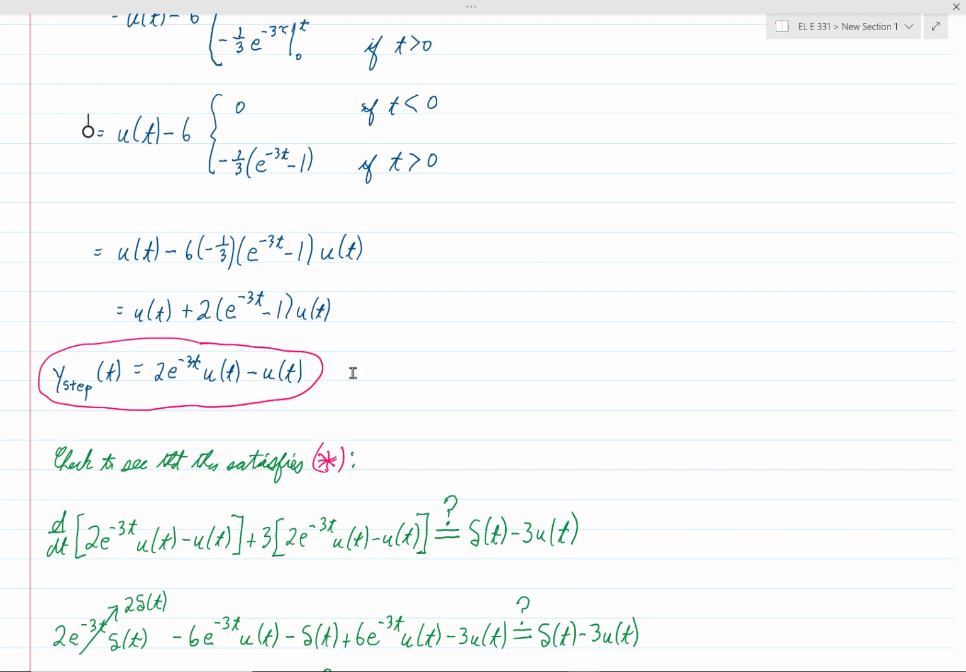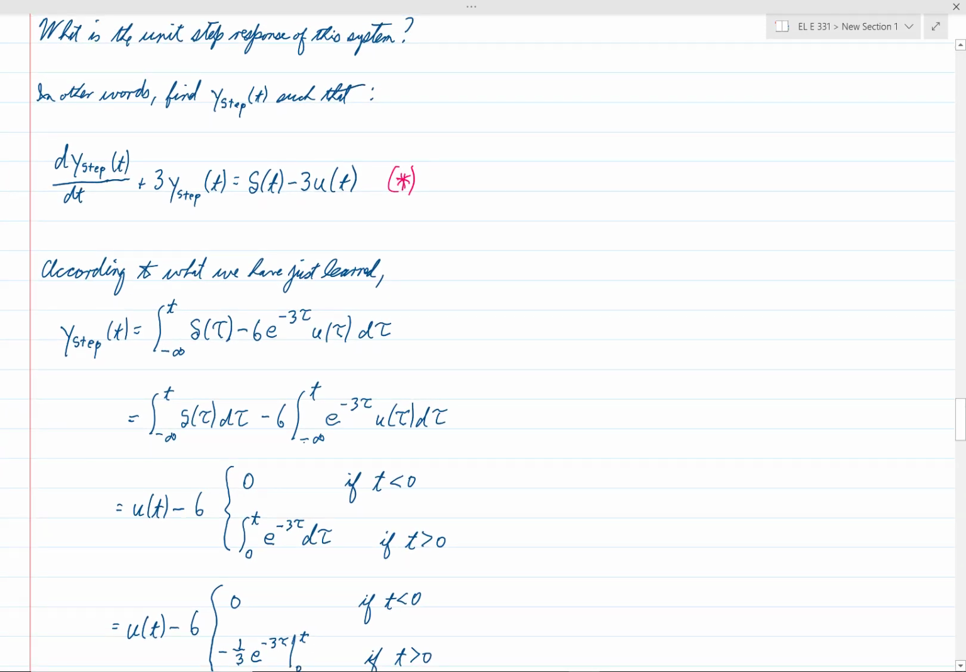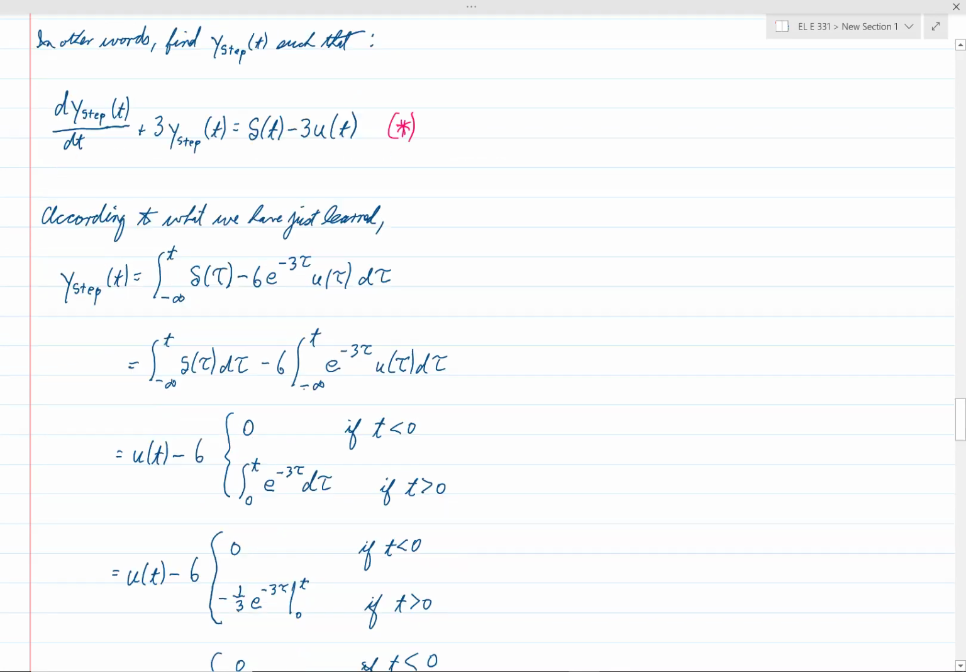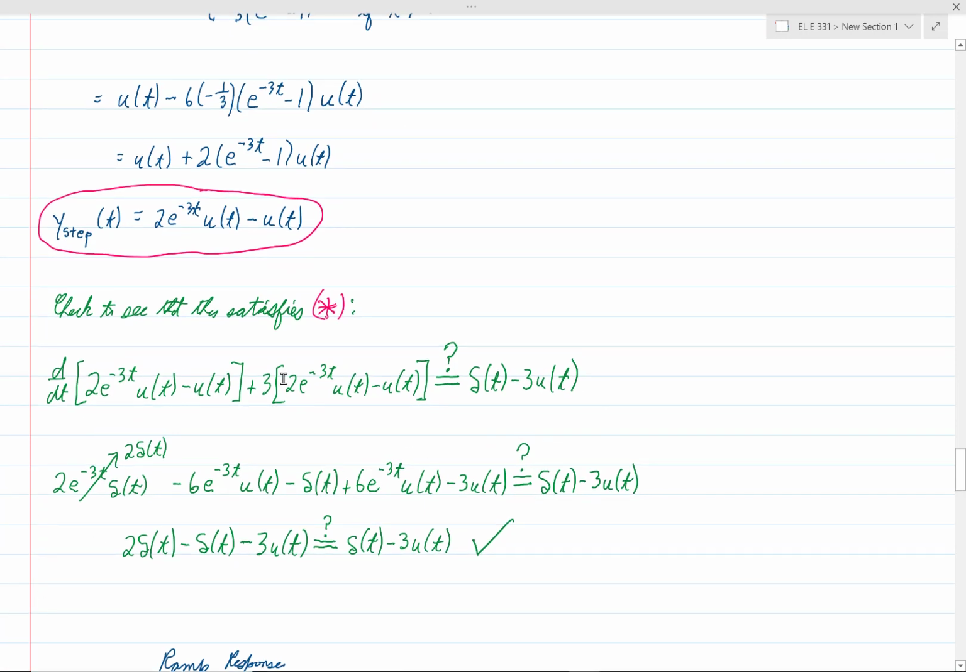And so now to check it, if you want to go through the checking procedure, what you do is come back up here. Remember, we said up here that y step is the solution to this equation right here. And so I plugged into that equation to check and see if it worked. It doesn't take too terribly long, and it did indeed work. Here on the left hand side I have 2 delta of t minus delta of t, which becomes just delta of t minus 3 u of t, so the two sides are exactly equal. And so that's how we find the step response of a system.